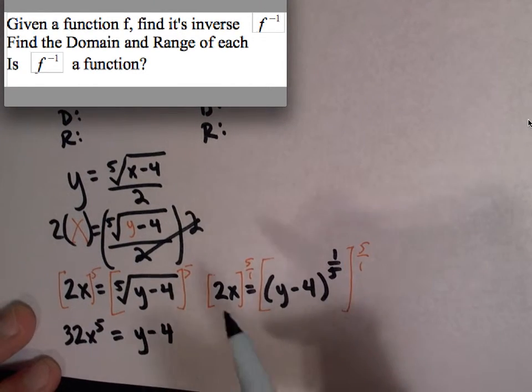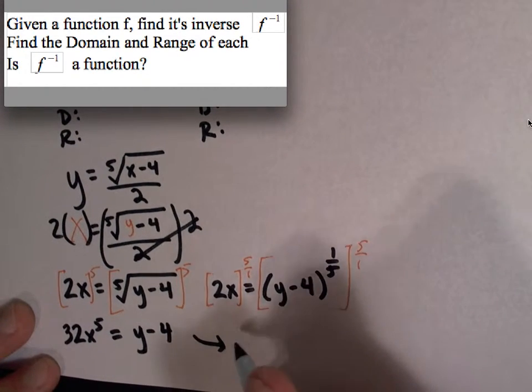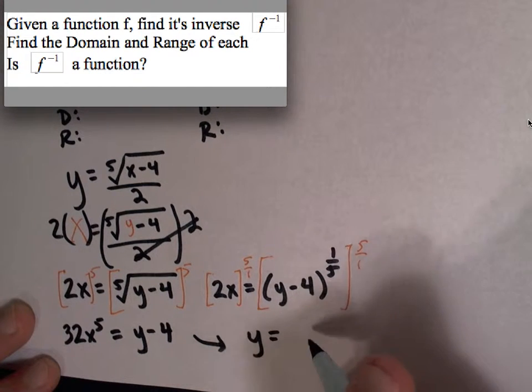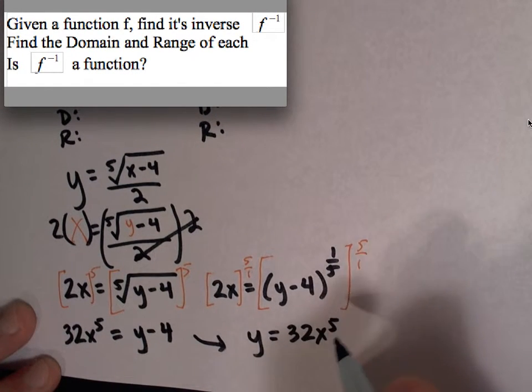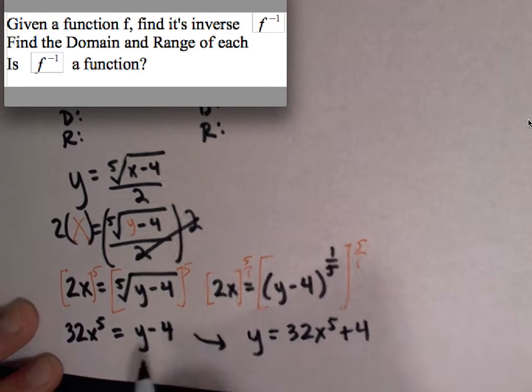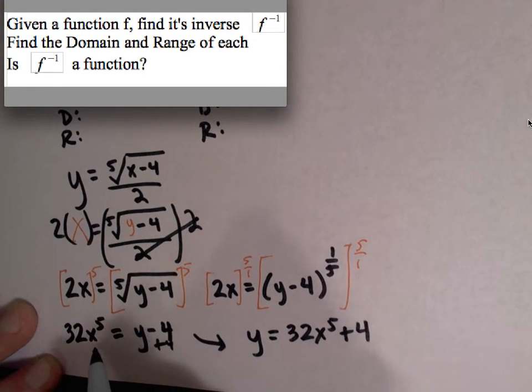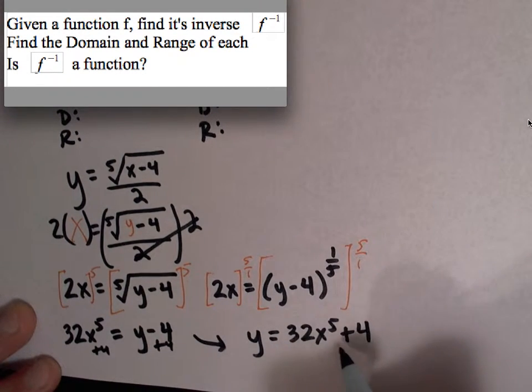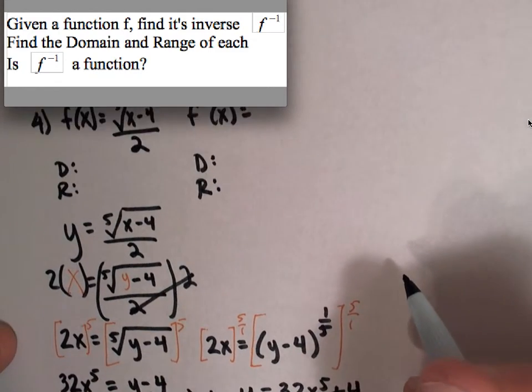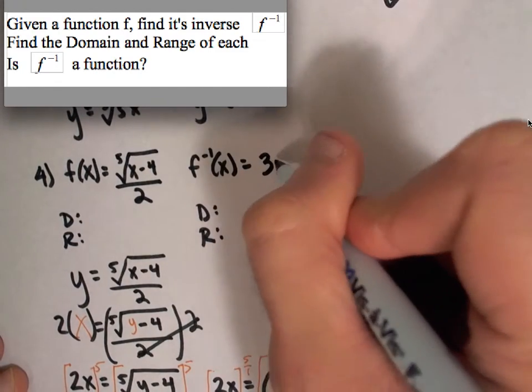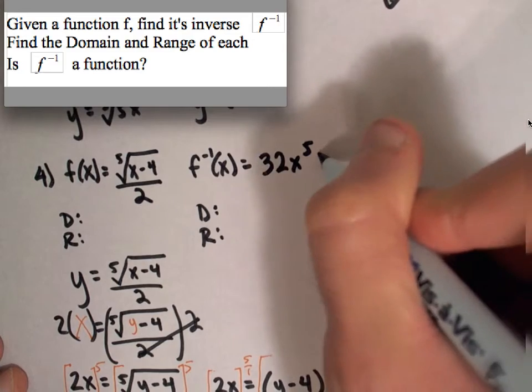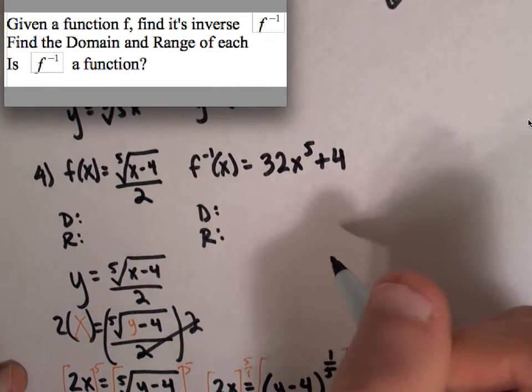We add 4 to both sides. I'm going to flip it. So y equals 32x to the 5th plus 4. And we added 4 to both sides. Okay, so that is our inverse function. We just copy that up here, 32x to the 5th, sorry, plus 4. All right, again, let's look at domain and range.